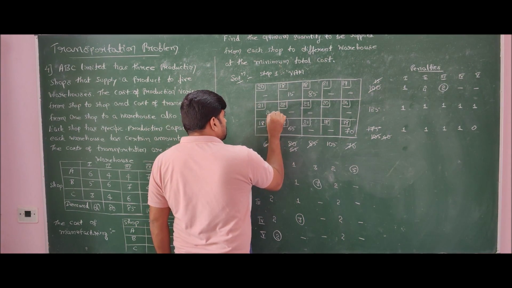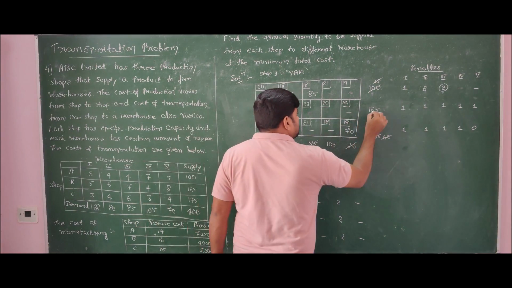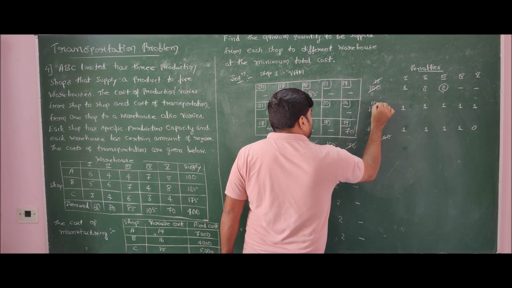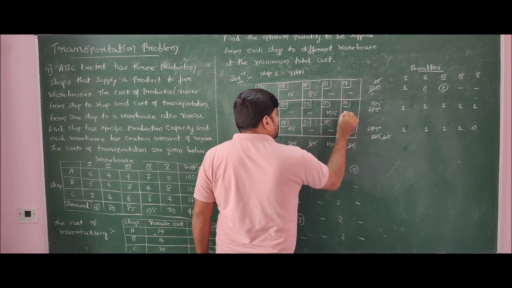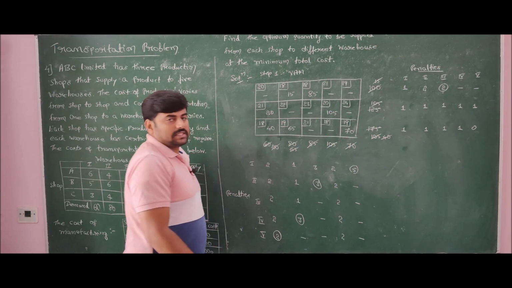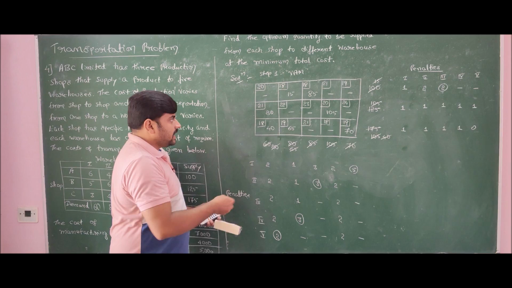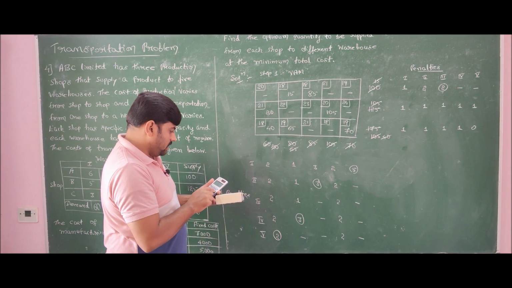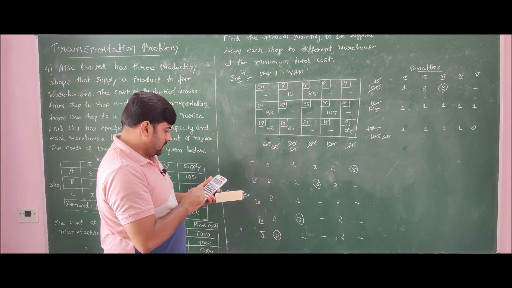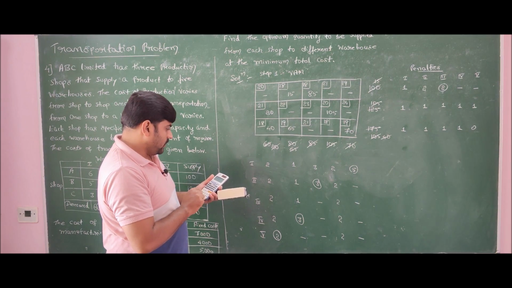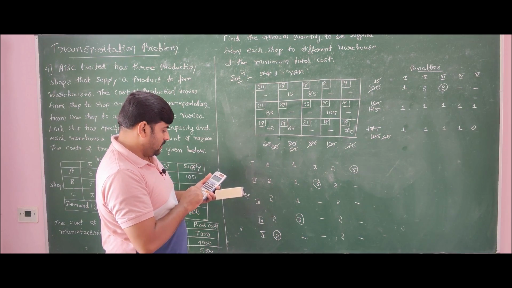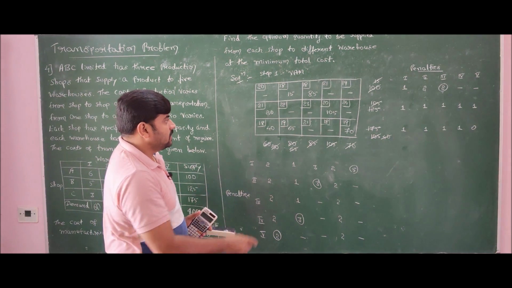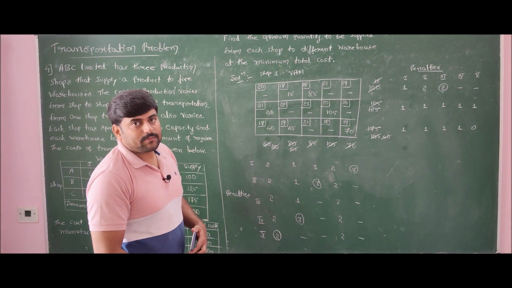There is no choice. If I put 20, I am left with 105. So only one box is left for 105. I will put 105. That completes Vogel's approximation method. Now if I calculate the allocation as 15 plus 85 plus 20 plus 105 plus 40 plus 65 plus 70, which is 400. So we have done the allocation using Vogel's approximation method.